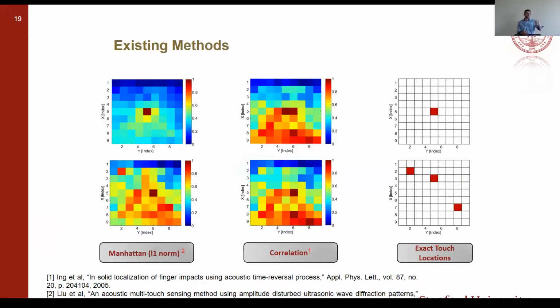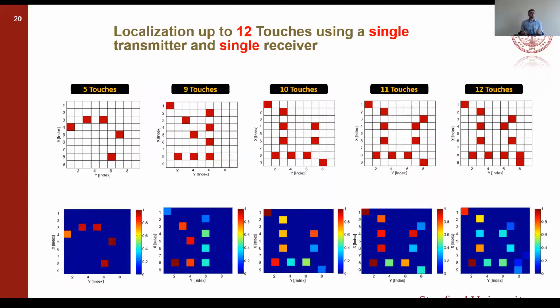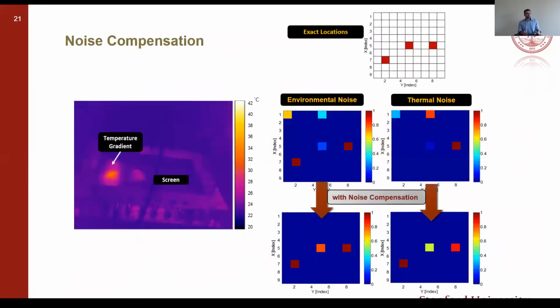Now, instead of showing you 1 touch or 3 touches, I'm going to show you many touches, including up to 12 touch points on that tablet size. As you can see here, we have a decent improvement over the existing methods that can clearly distinguish many, many touch points.